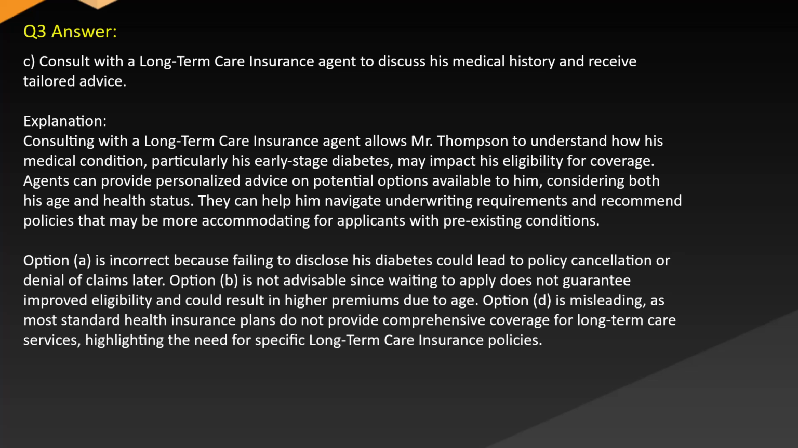Option A is incorrect because failing to disclose his diabetes could lead to policy cancellation or denial of claims later. Option B is not advisable since waiting to apply does not guarantee improved eligibility and could result in higher premiums due to age. Option D is misleading as most standard health insurance plans do not provide comprehensive coverage for long-term care services, highlighting the need for specific long-term care insurance policies.